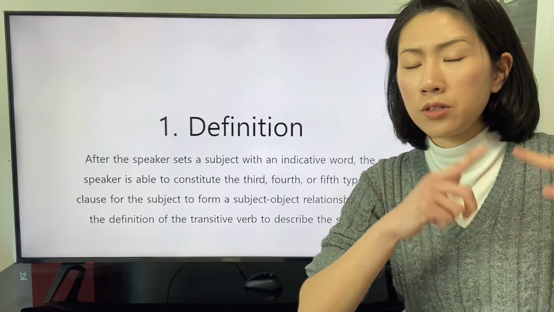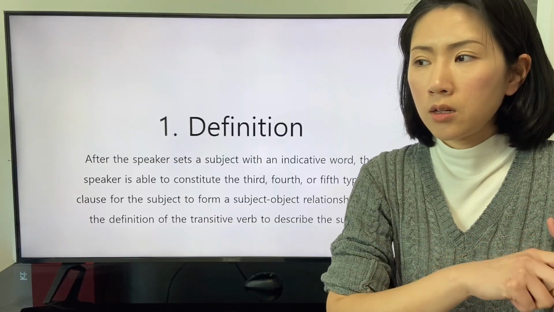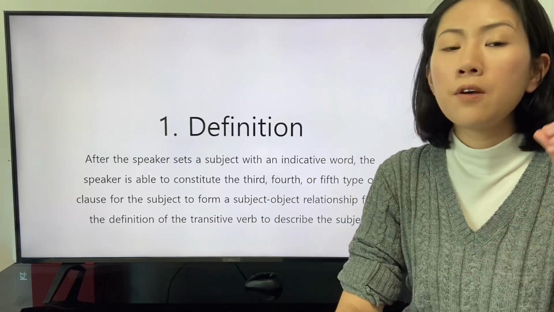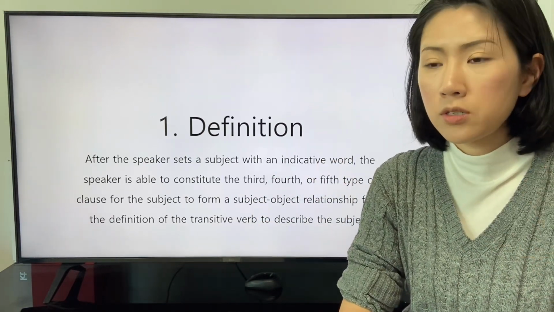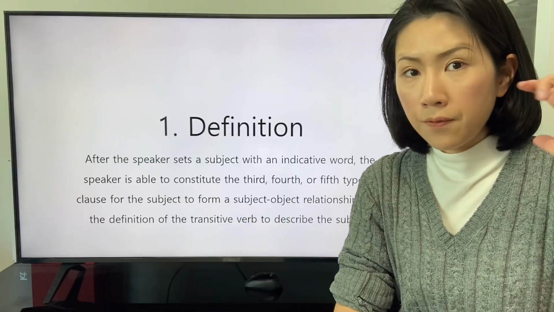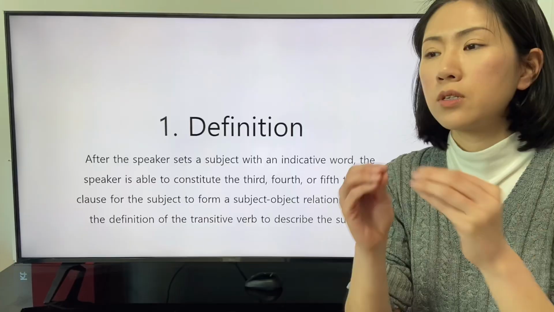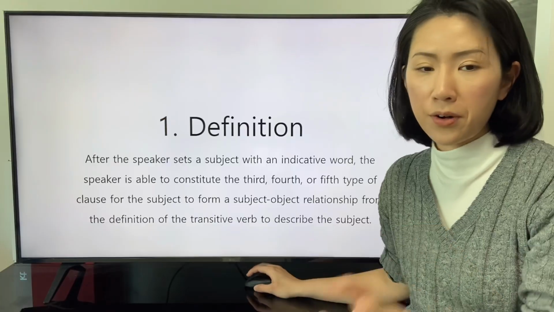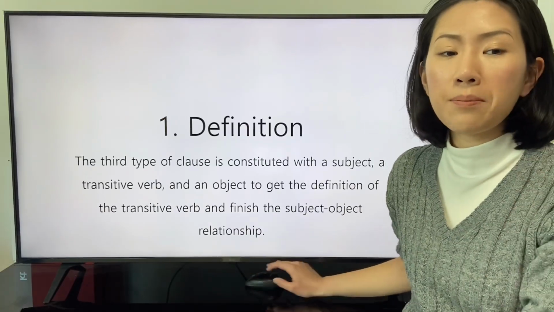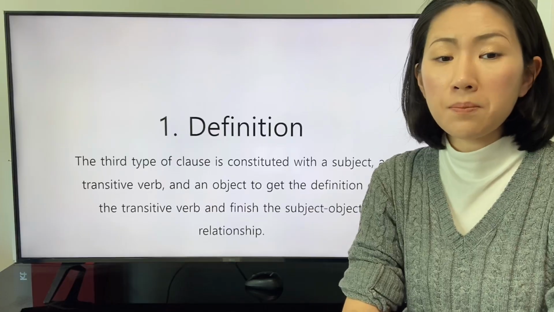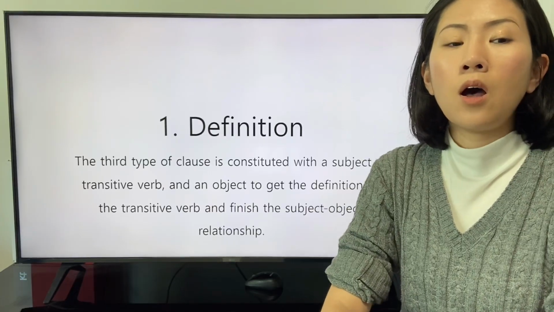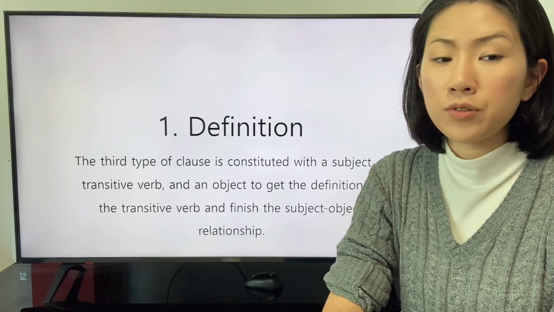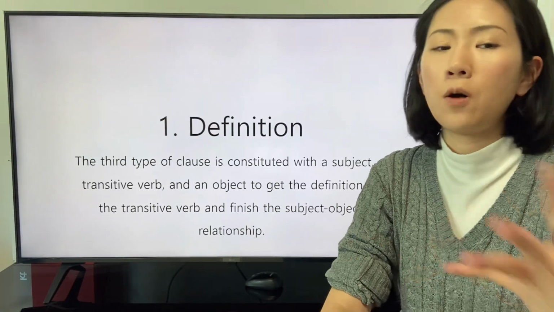The first and second type of clause is a clause in which the intransitive verb describes the subject. The third, fourth, and fifth types of clause are about the relationship between the subject and the object of the transitive verb. The third type of clause is constituted with a subject, a transitive verb, and an object to get the definition of the transitive verb and finish the subject-object relationship.